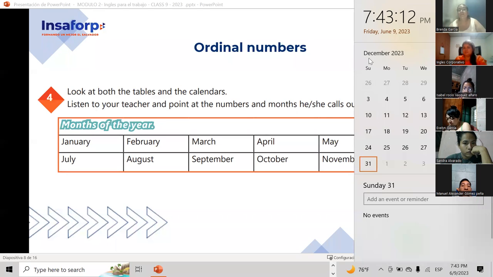Sunday, 31st. Okay, primero el día, después el mes, después la fecha y después el año, okay? Okay. Day, month. Sunday. June, December, perdón, December 31st, 2023. Yes. Sunday, December 31st, 2023. Okay, very good. Thank you so much.